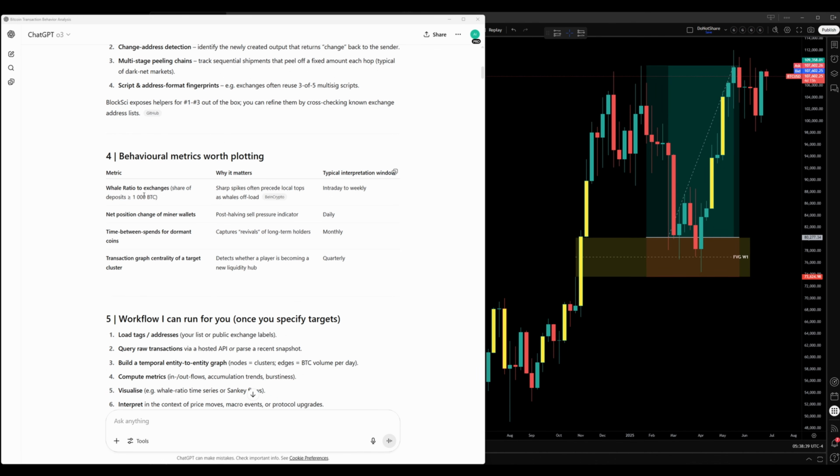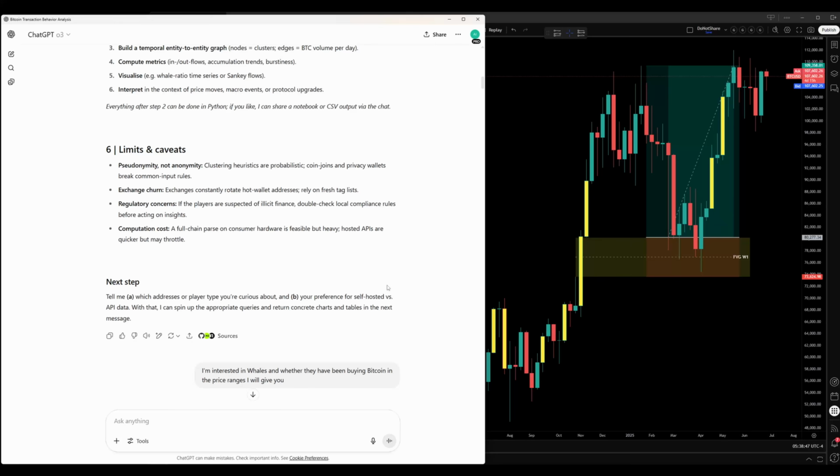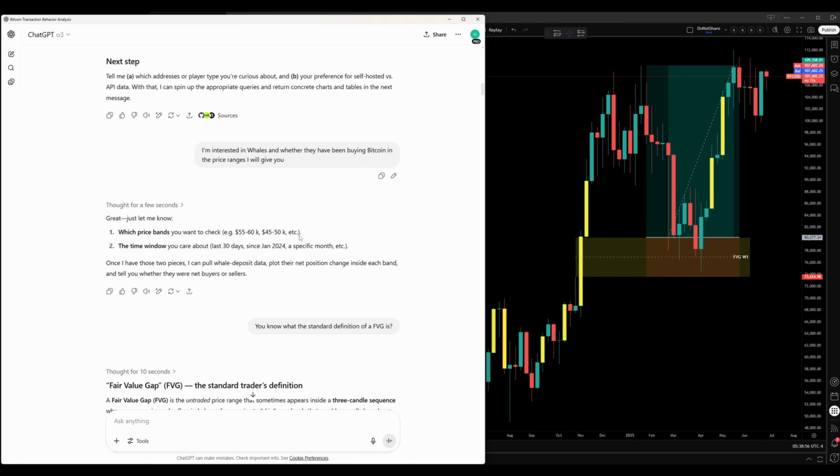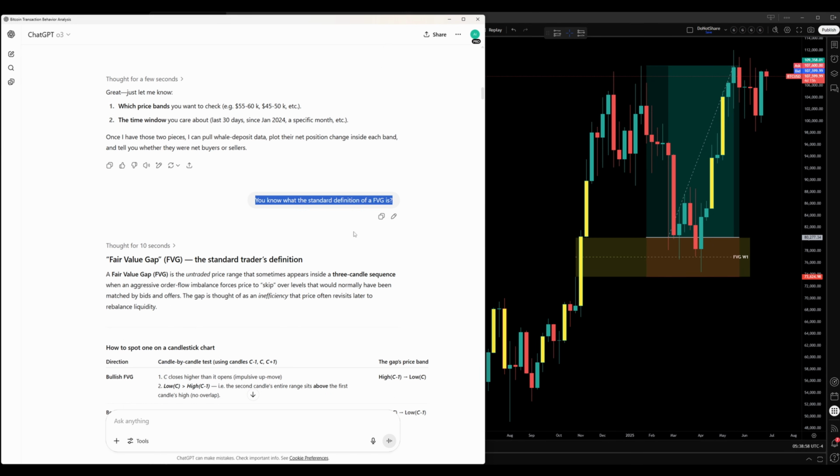So we want to focus on the whales, the people who are putting in the biggest trades, to understand what a fair value gap is. Now, I told ChatGPT I'm interested in whales and whether they have been buying Bitcoin in price ranges I will give you. But firstly, we have to ensure that ChatGPT is using the correct definition of a fair value gap.